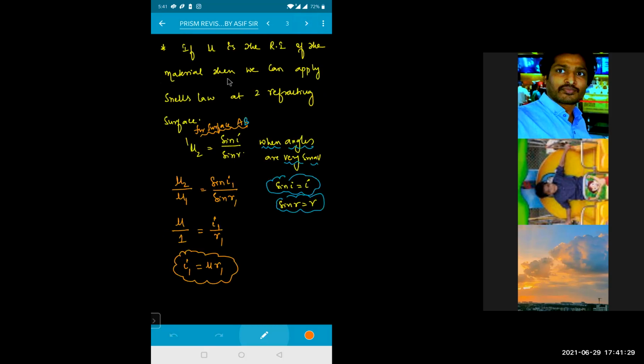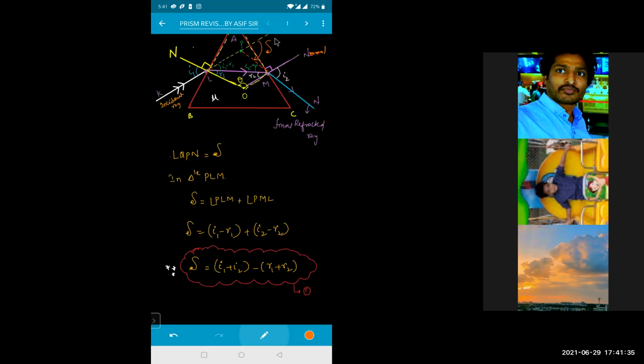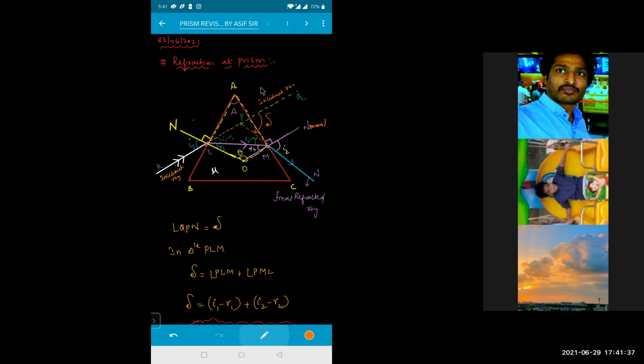If mu is the refractive index of the material, then we can apply Snell's law at the two refracting surfaces. At this surface, that is AB, I can apply Snell's law. Then I can apply Snell's law to AC.